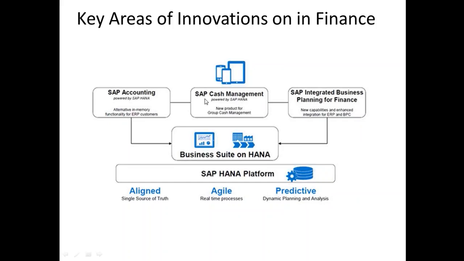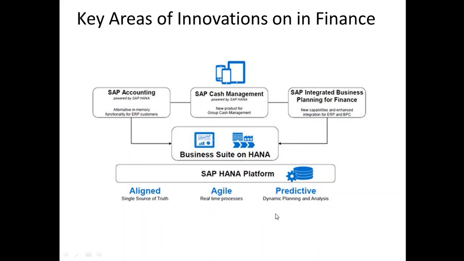Almost 6 new features have been added, and in SAP accounting the entire GL, that is the general ledger, and asset accounting and controlling components have been simplified, and the data takes part in only one single source of truth, that is the universal journal. So these are the 3 key areas of innovation, with SAP HANA as the platform which is aligned. That means a single source of truth, a flat table, only one table having all the fields of FI and CO applications. Agile, that means a real-time process, no need to replicate the data from system to system. And the third one is predictive, that means dynamic planning and analysis.